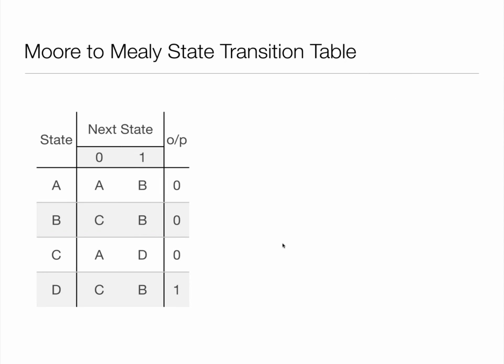Right, so before I actually show you a Mealy machine, I'm going to show you how trivially easy it is to convert a Moore machine to a Mealy. So the first thing we note is what the output is for each state in the Moore machine. So we take a note of that. A, B, and C are zeros, and D has an output of 1. Now keep that in mind.